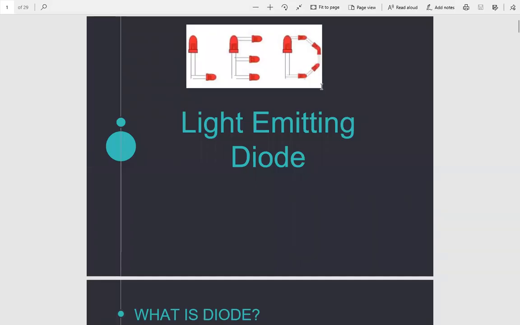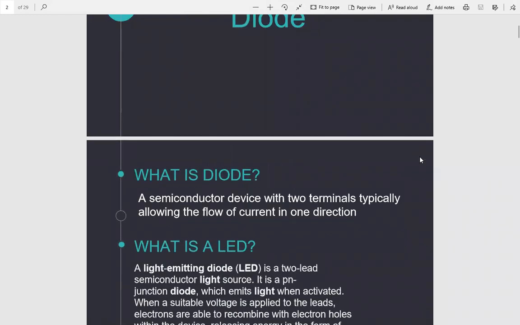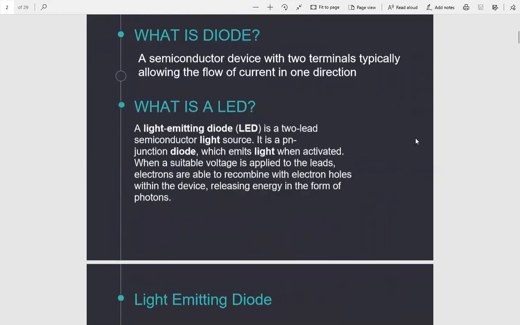Hello students. Today our topic of discussion is light emitting diode, LED. What is a diode? A semiconductor device with two terminals, typically allowing the flow of current in one direction. So what is an LED? A light emitting diode is a two-lead semiconductor light source.